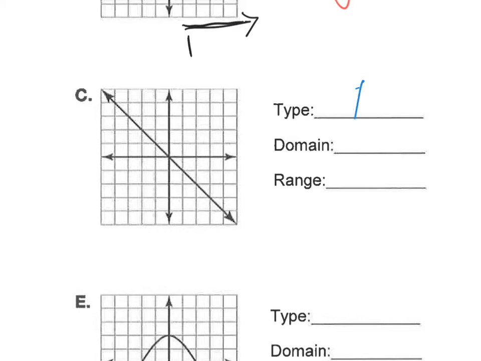Okay, when I look at part C, this is a straight line, which looks like what we've been doing this week. This one, with my domain, with my x-axis, if you look, it keeps going to the left and keeps going to the right, so that's going to be all reals. And then with my range, it's going up forever, down forever, so that is also all reals. Remember, you can write the words all reals as well if you would like, or you can do the R with a double line.